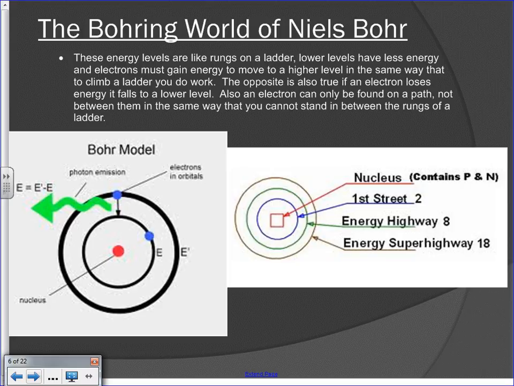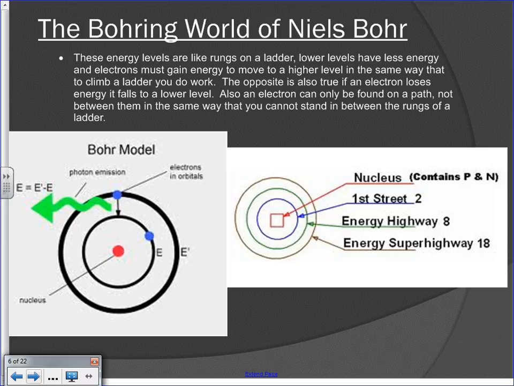Okay, so the energy levels are like rungs on a ladder. If you're going to climb a ladder, do you have to do work to do that? Yeah, right? Which rung would you rather fall from? The first one or the top one? Yeah, you'd rather fall from the first one because you probably won't get hurt. Because the higher up the ladder you go, the more energy you've had to put into that, and thus the more energy you would have if you fell off and crashed into the ground.